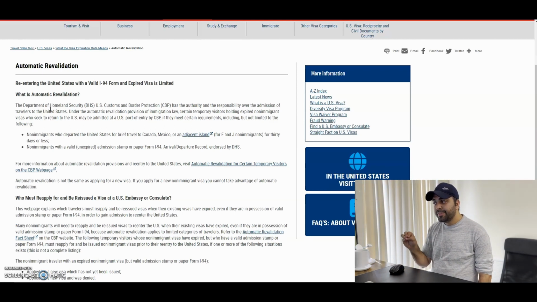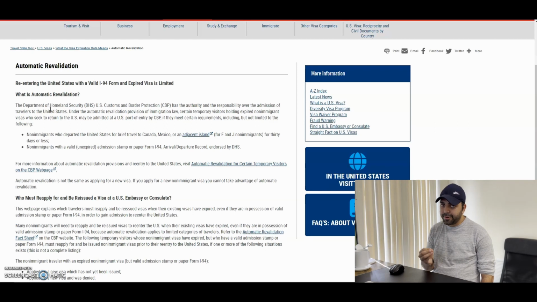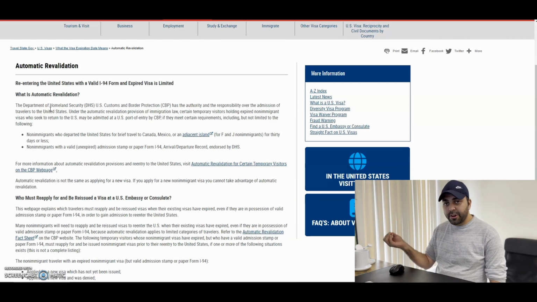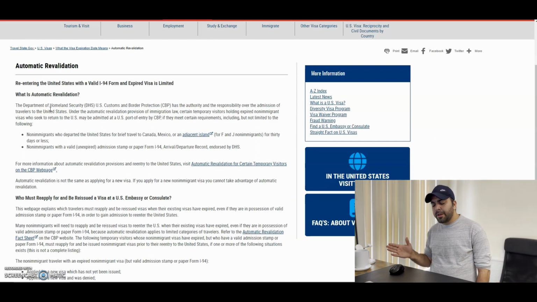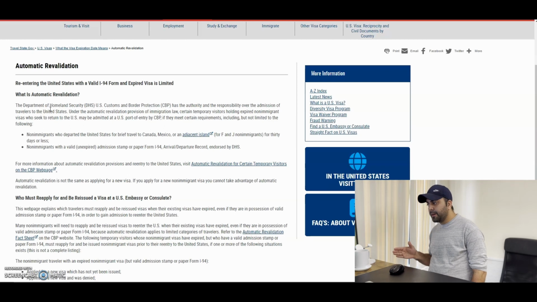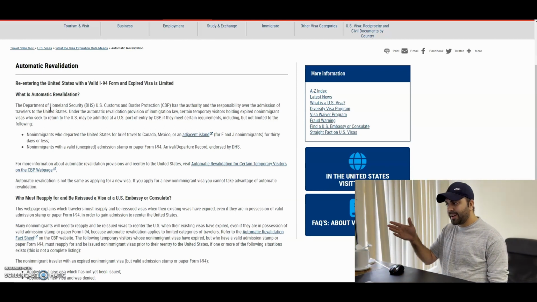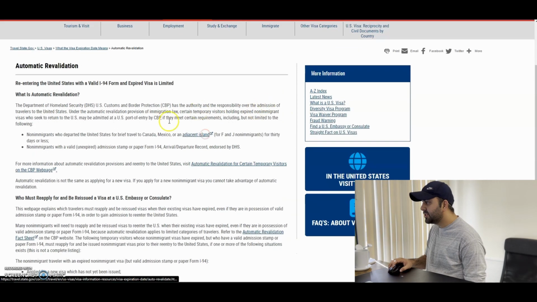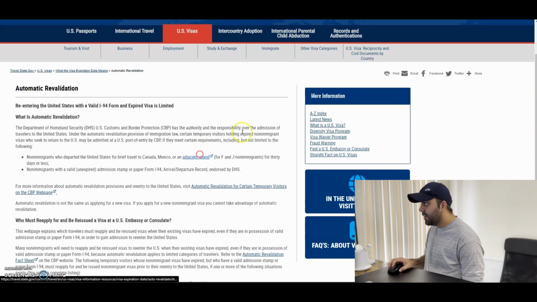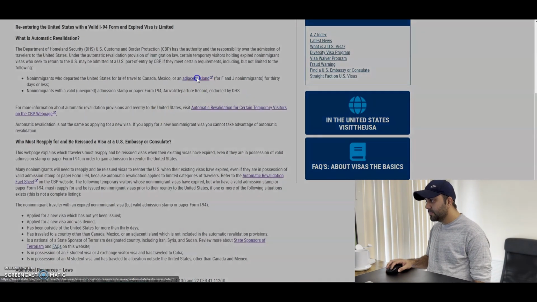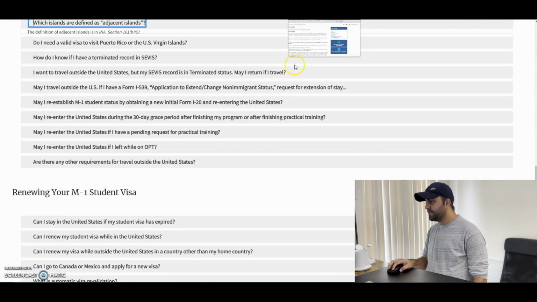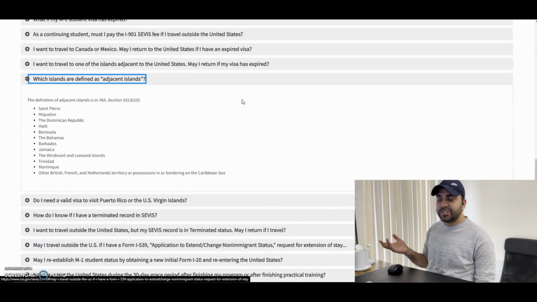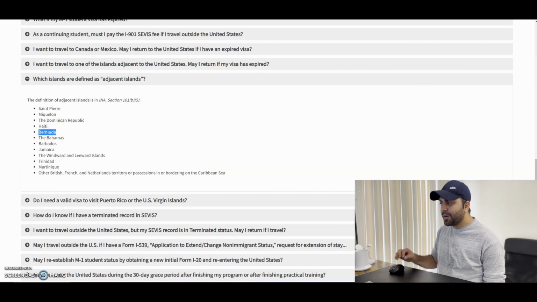Non-immigrants who departed the United States for brief travel to Canada or Mexico. For F and J non-immigrants, so the student visas, I think F are the student visas and J are the sponsored visas, they can go to the adjacent islands, and we can go over the adjacent island list here. Let's do that. So what are adjacent islands? Adjacent islands are Bermuda, I went to Bermuda, the Bahamas, Barbados, Jamaica, and you have the whole list here.